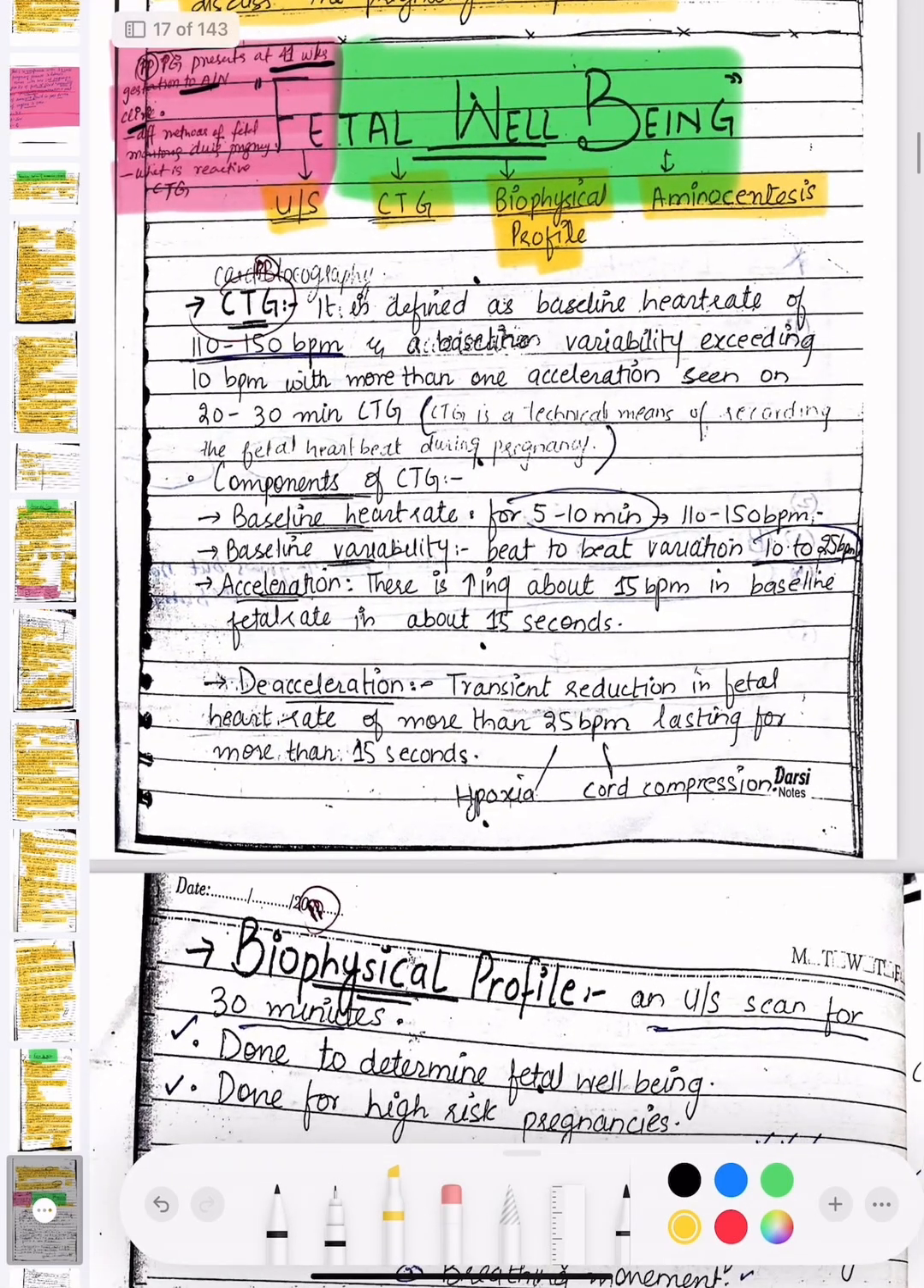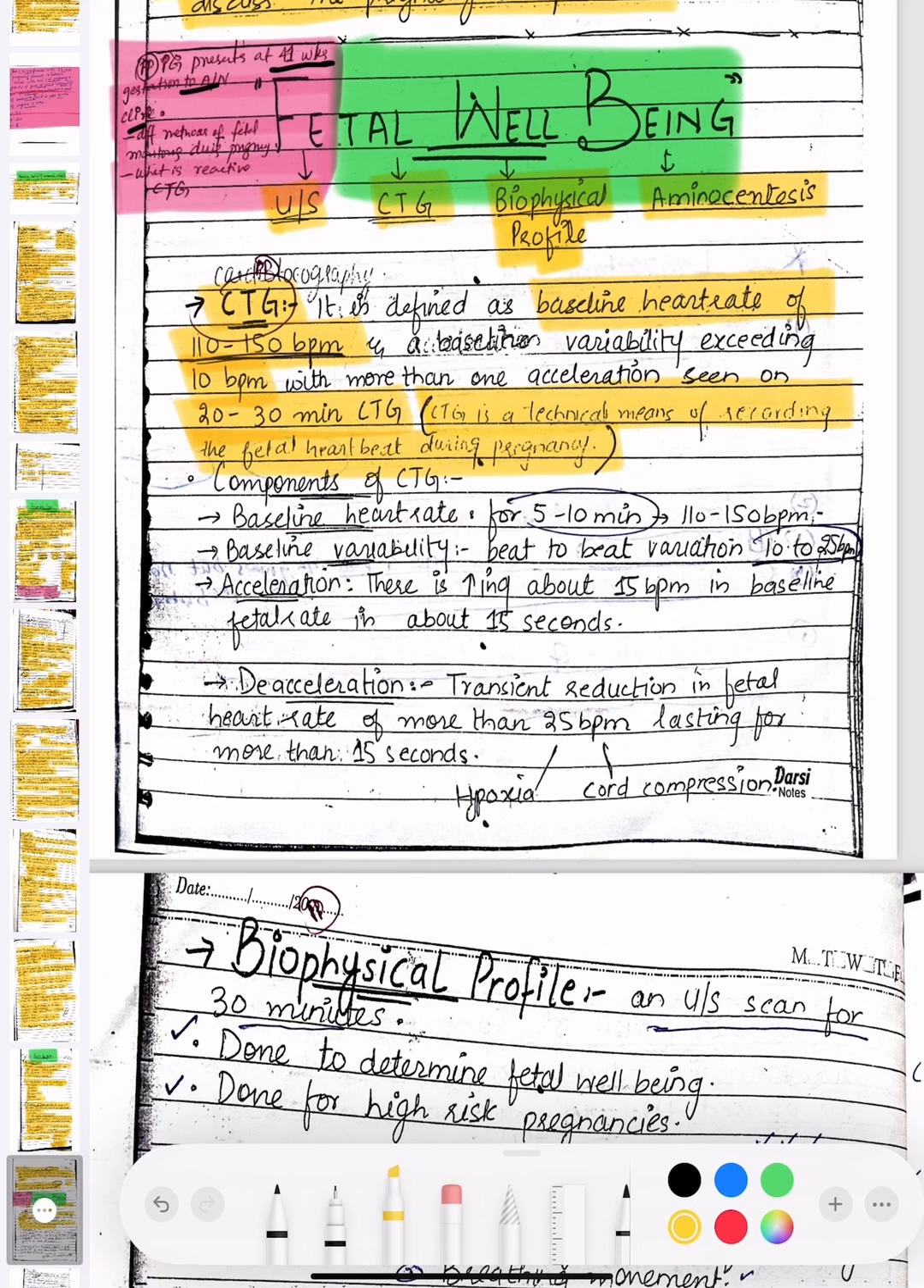The first one is CTG. It is defined as a baseline heart rate of 110 to 150 beats per minute and a baseline variability exceeding 10 beats per minute with more than one acceleration seen on a 20 to 30 minute CTG. CTG is a technical means of recording the fetal heartbeat during pregnancy.